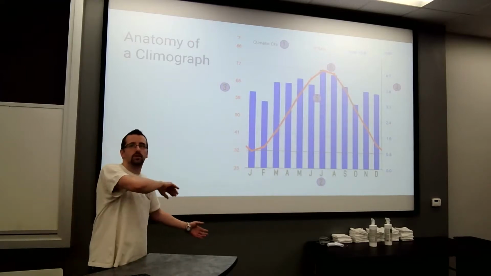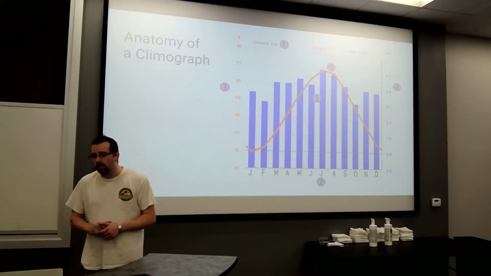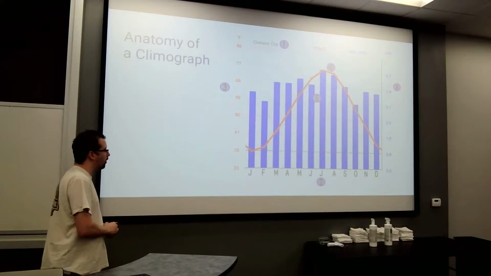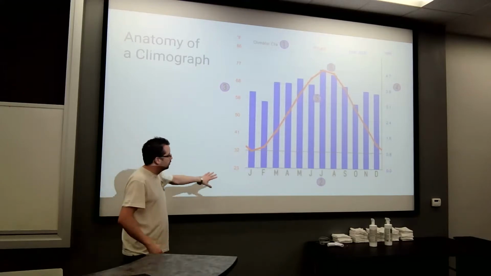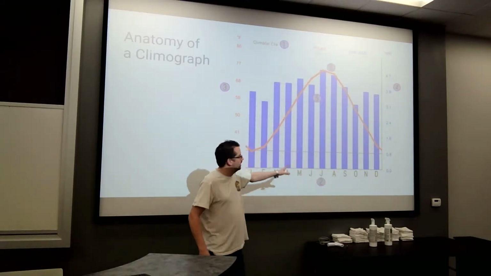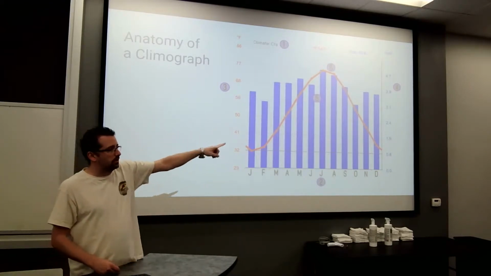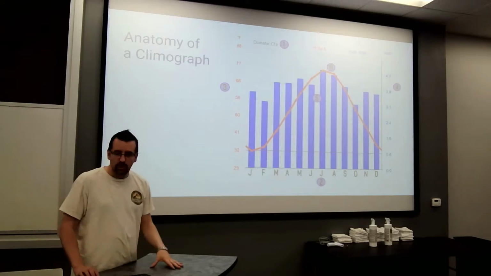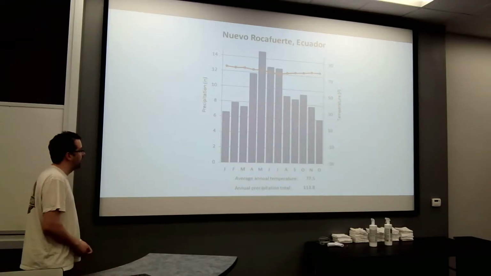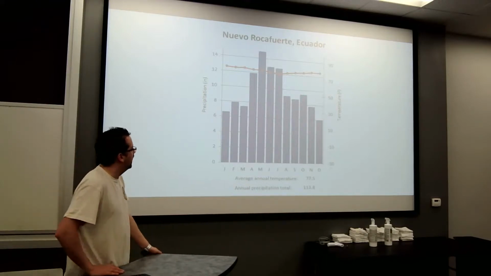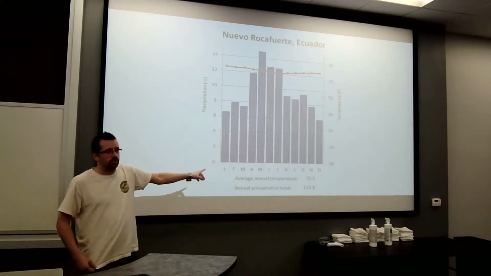Okay. So this is a climograph. This is how we chart, for people who work in weather or climate fields, or maybe even you are doing research that's adjacent to this. We have the blue bars that measure precipitation, and the red line that measures temperature. Next slide here. So here we have one of Nuevo Rocafuerte in Ecuador, and you see the blue bars right here that are showing you the precipitation.